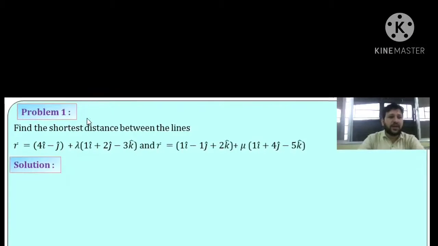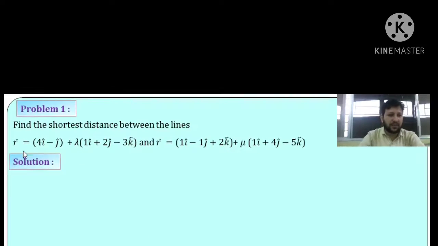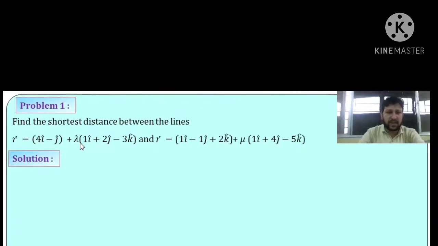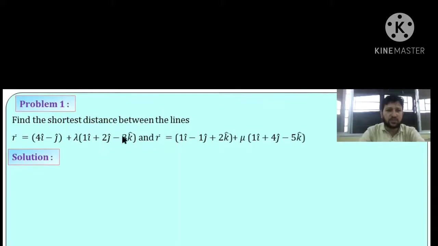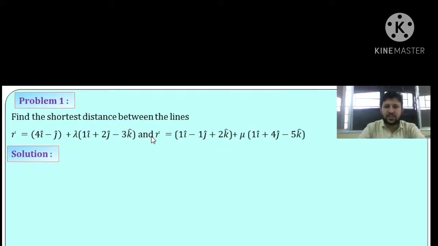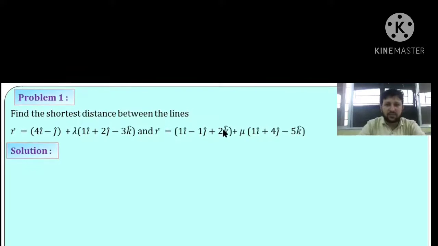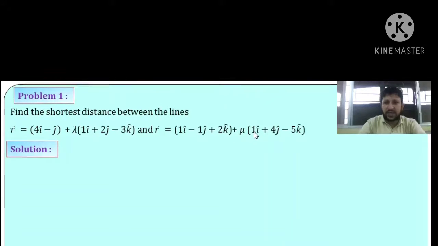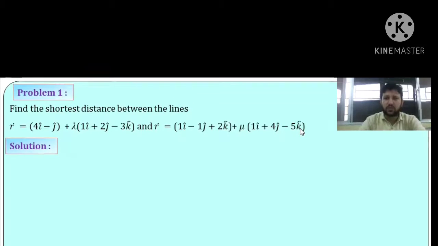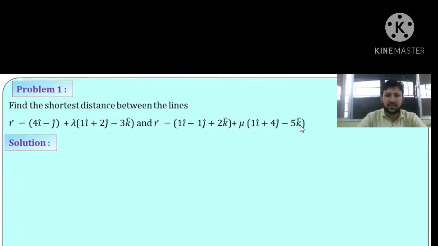Question: find the shortest distance between the lines. Equations of lines are given. r bar is equal to 4i plus j plus lambda times (i plus 2j minus 3k), and the second line equation is r bar is equal to i minus j plus 2k plus mu times (i plus 4j minus 5k). Find the shortest distance between these two lines.